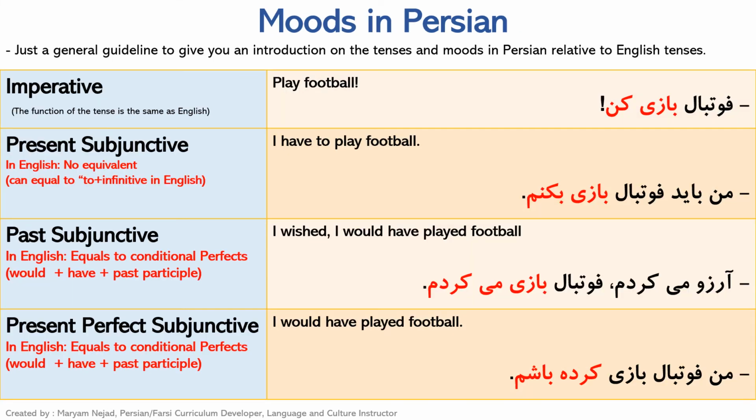And then in Persian, we have 4 moods. We have the imperative mood, which we also have in English. Then we have present subjunctive mood, which has no direct equivalent in English. I know English also has subjunctive, but it's not really the same as the present subjunctive in Persian. Then in Persian we have past subjunctive, which equals conditional perfect, for example, with the would have. And then we have present perfect subjunctive. This one also equals the conditional perfect with the would have.